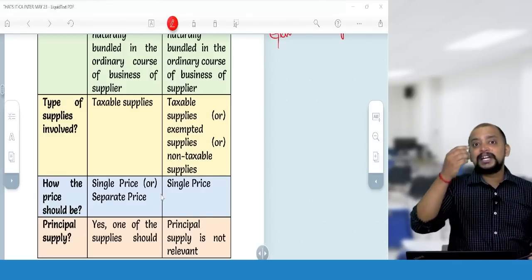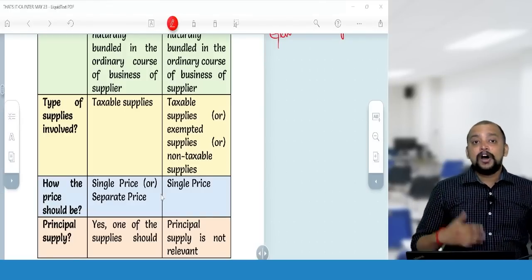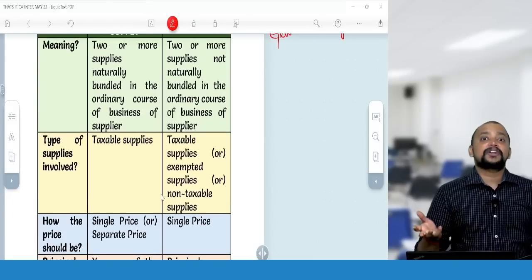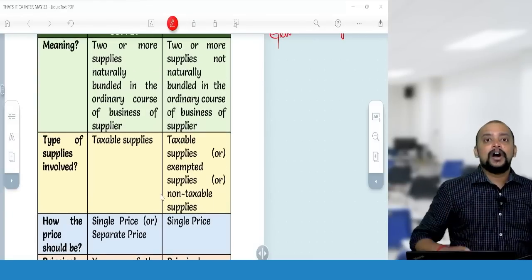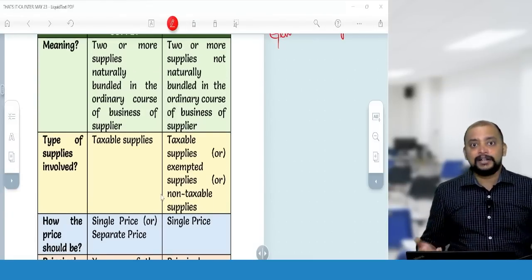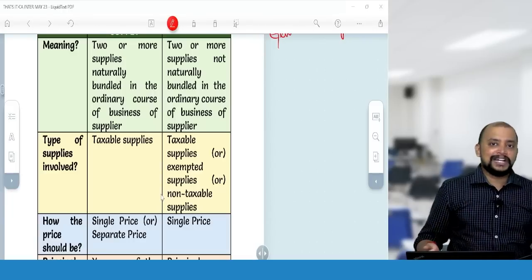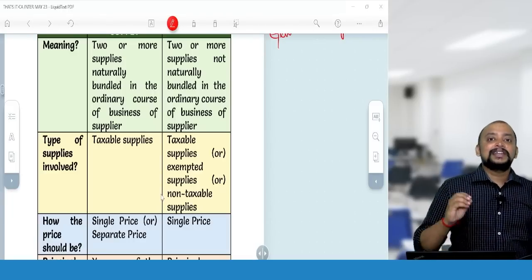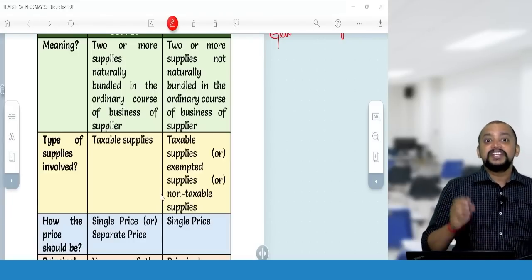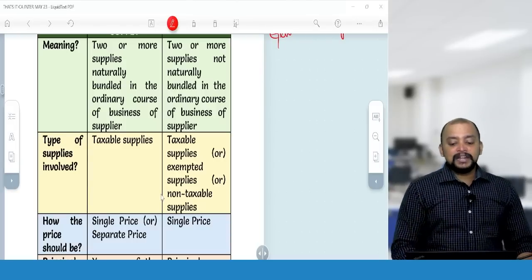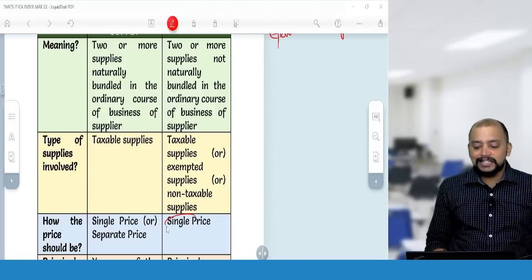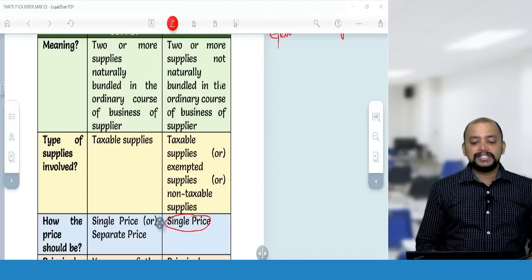Whereas if any one condition is not satisfied, suppose all the supplies are not taxable, we have a combination of taxable, exempted, or non-taxable, or they are not naturally bundled, or the principal supply is not identifiable. In these cases, it may become mixed supply if the price is single. But in case of mixed supply, the condition is that the price should be single price. So this is the meaning.